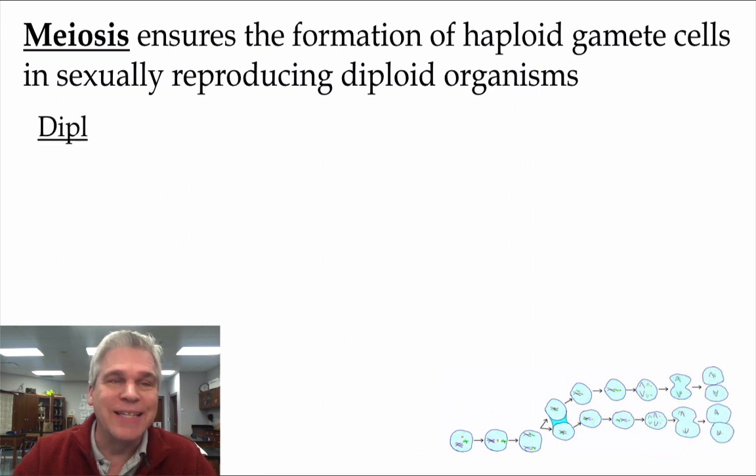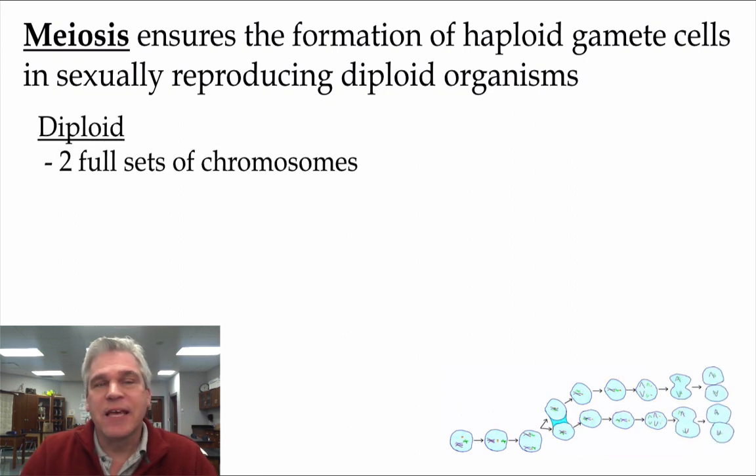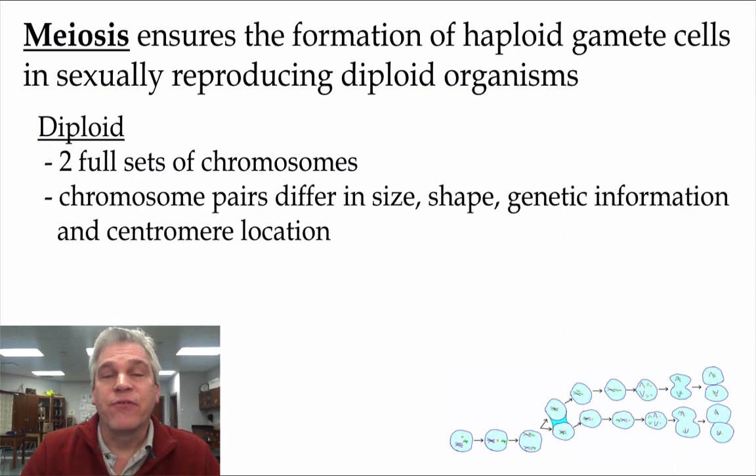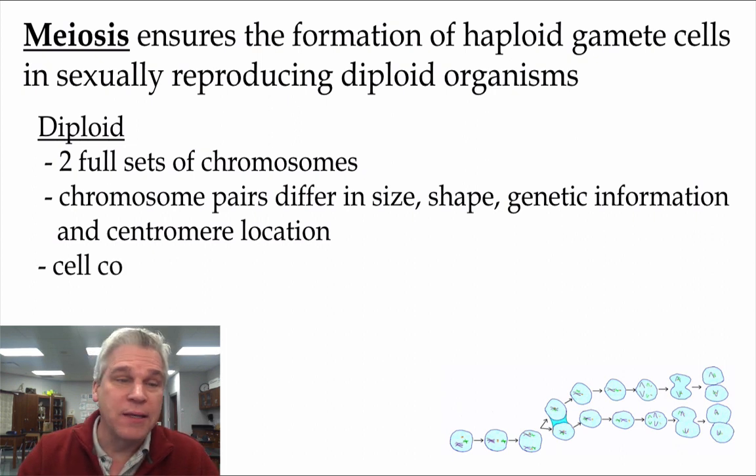Well, first off, a diploid cell is a cell that has two full sets of chromosomes. So they're getting a set from one parent, a set from the other parent. Now, each set of chromosomes come in different sizes. They come in different shapes. There's different information on them, and where the centromere is located is going to be different, which is how we can identify which chromosome it is.